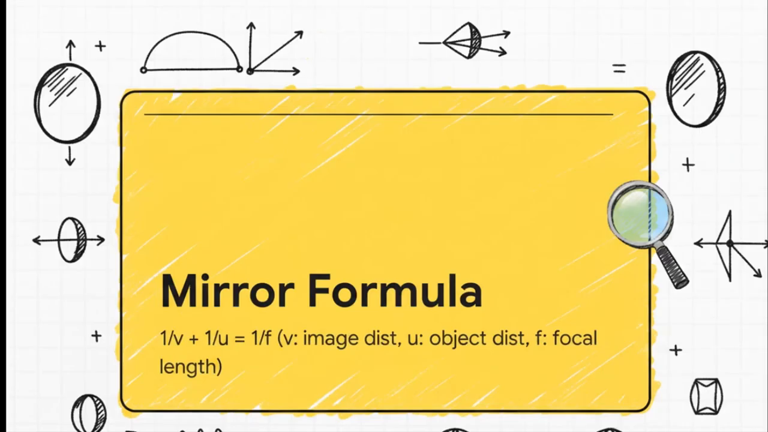Enter the final boss, the mirror formula. 1 over v plus 1 over u equals 1 over f. v is your image distance, u is your object distance, and f is your focal length. This formula right here is the ultimate master key for unlocking all numerical problems. Just plug your values in with the correct positive or negative signs, do the basic fraction math, and the right answer literally falls right out.